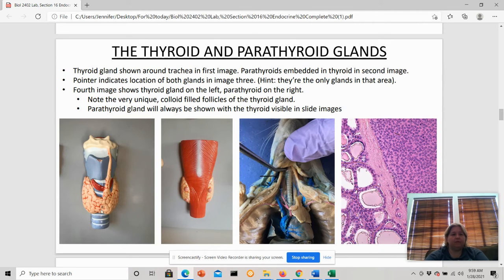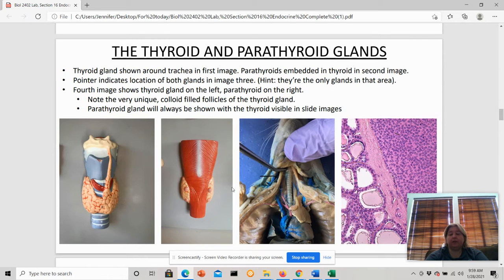So we have the trachea here, right? And then surrounding it, we have the thyroid. If you were to look at the back of the thyroid, so this is the anterior and this would be the posterior view, you would find four little round things here, and these are your parathyroid glands.